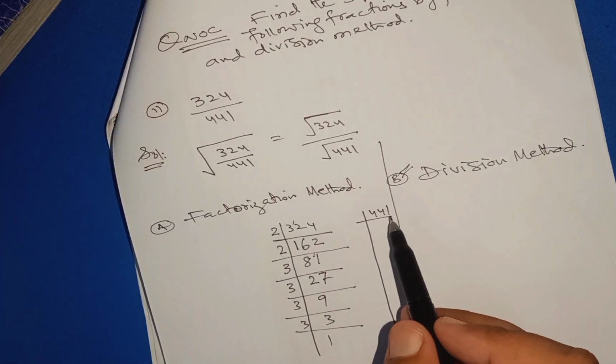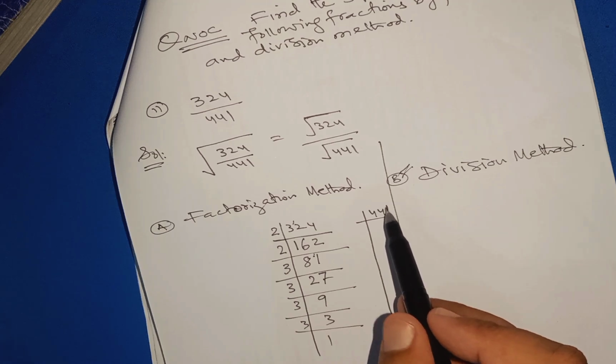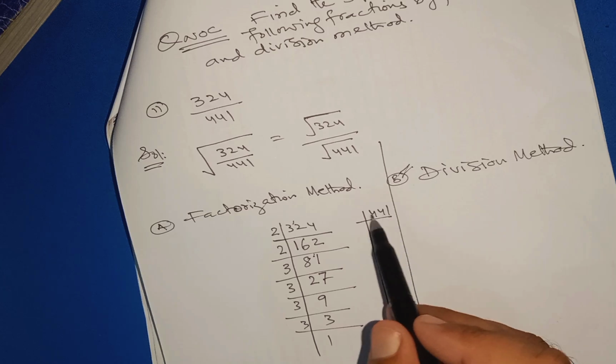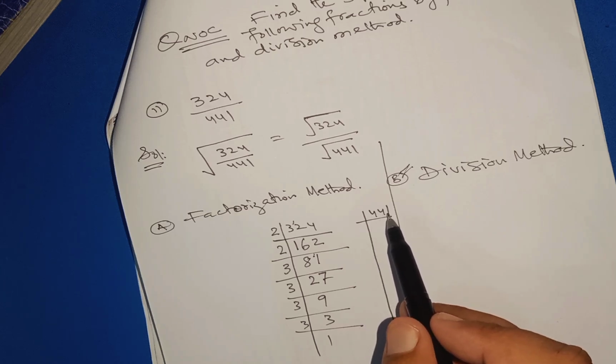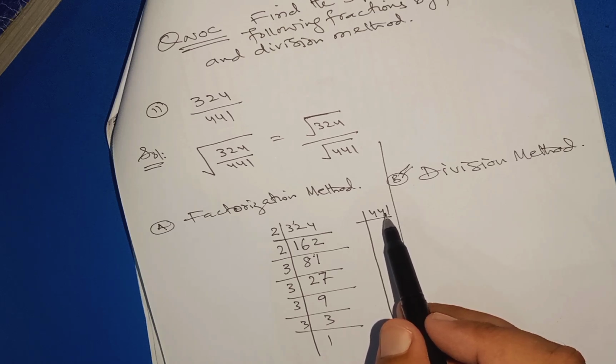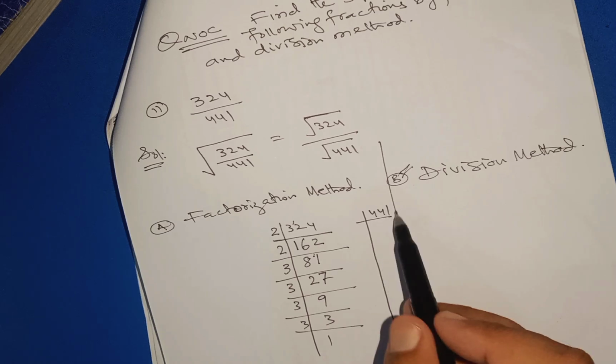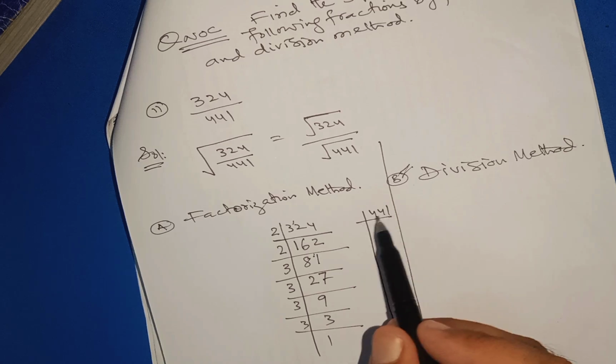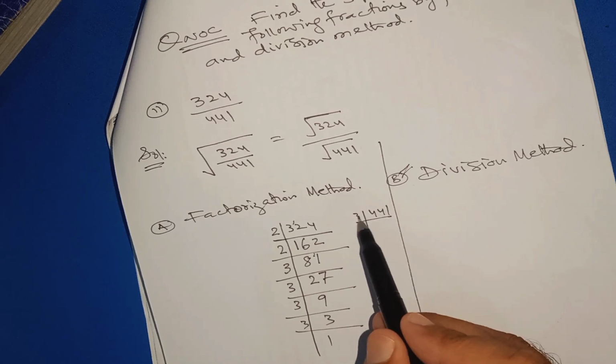It's not an even number on the unit place, so we cannot read the table of 2, because in the last place we have an odd number, and 2 will not divide this number completely. So we will try for 3. And here we go.